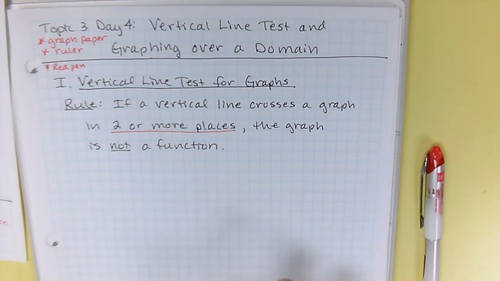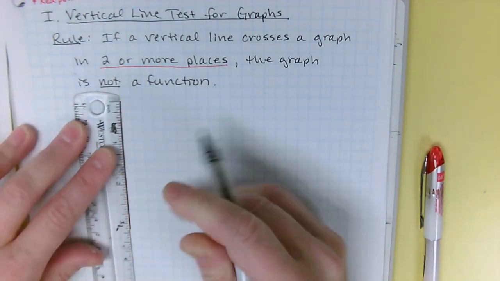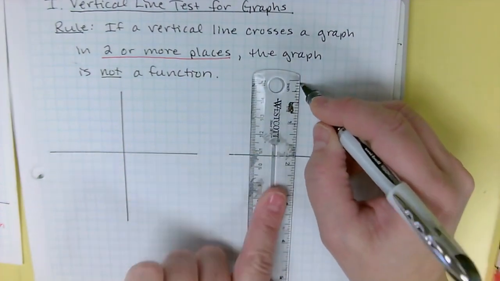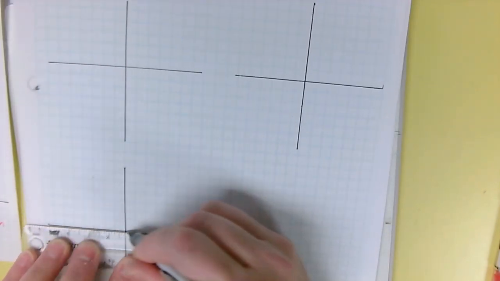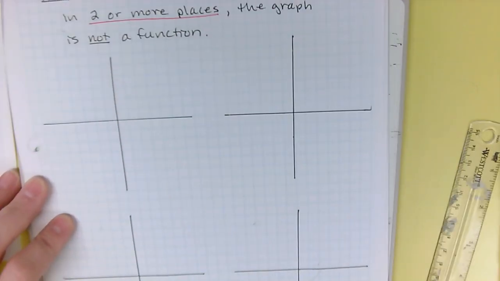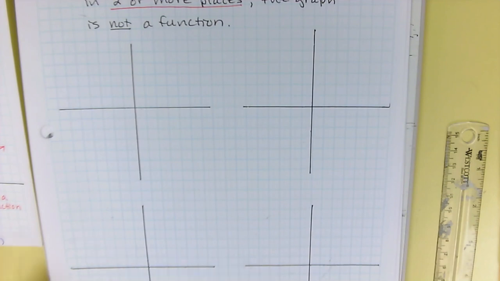Okay, so down in the bottom part of your paper, I want you to draw four grids, with a little bit of space around them. So four big plus signs using your ruler. So what we're going to do is draw a graph on here, decide if it's a function, and then we'll add or subtract a piece of it and decide if it's still a function or still not a function.